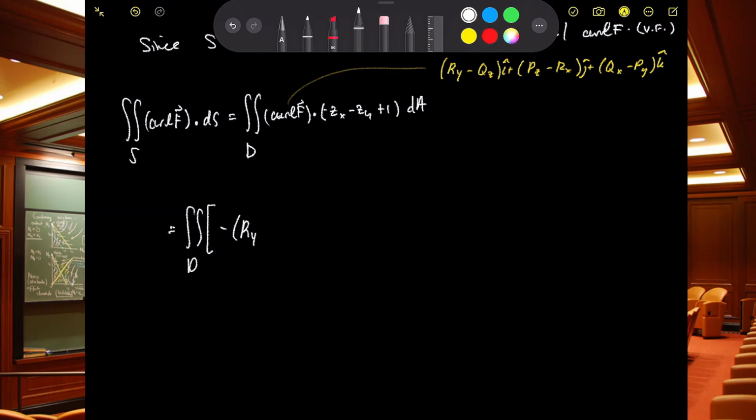So for the curl, this gets dotted with the partial of z with respect to x. We're going to write dz dx minus p sub z minus r sub x, these partial derivatives dz dy, plus that last component of the curl, q sub x minus p sub y, all dA.